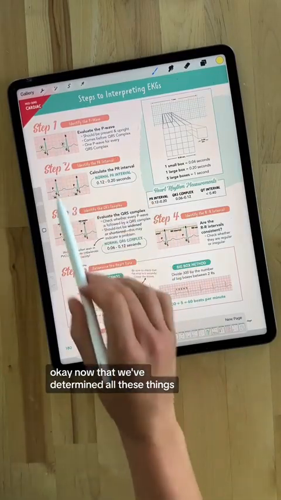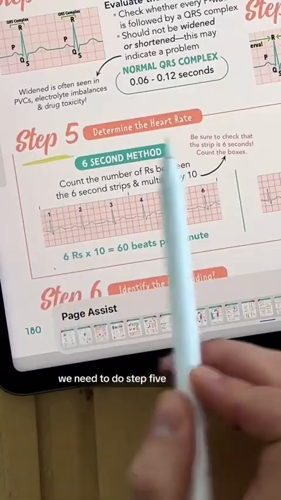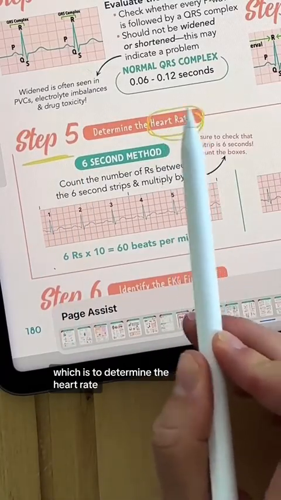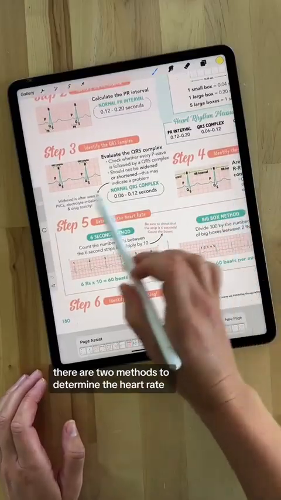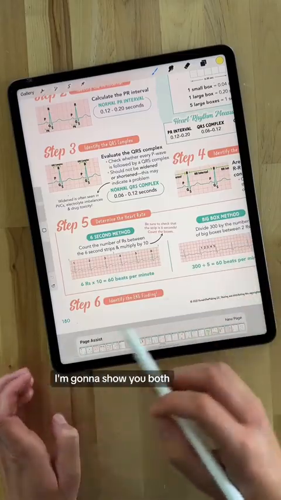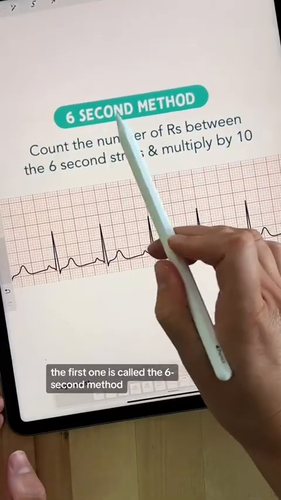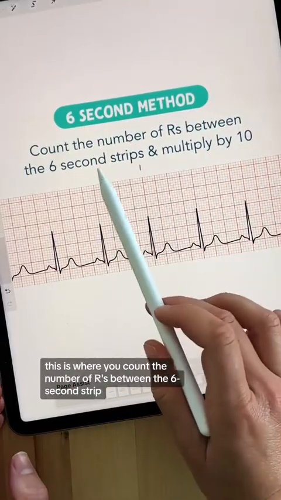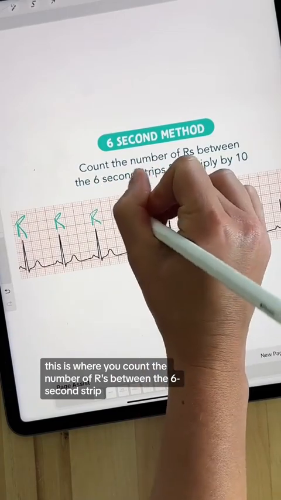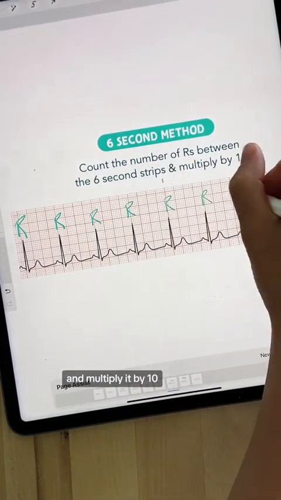Okay, now that we've determined all these things, we need to do step 5, which is to determine the heart rate. There are 2 methods to determine the heart rate. I'm going to show you both. The first one is called the 6-second method. This is where you count the number of R's between the 6-second strip and multiply it by 10.